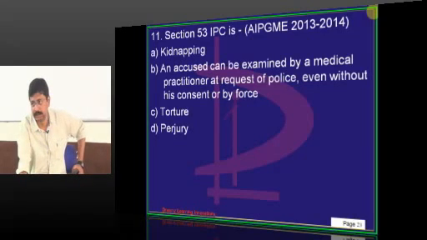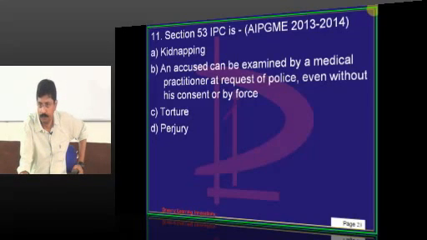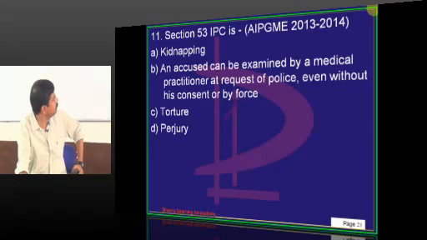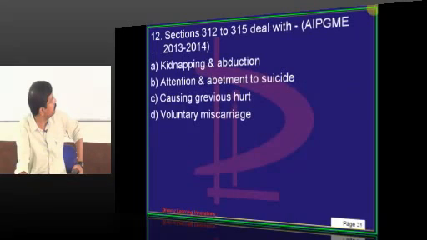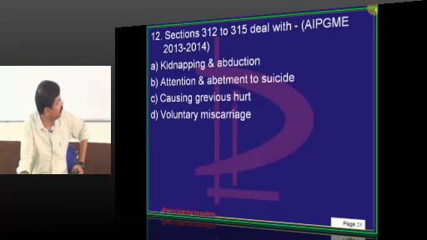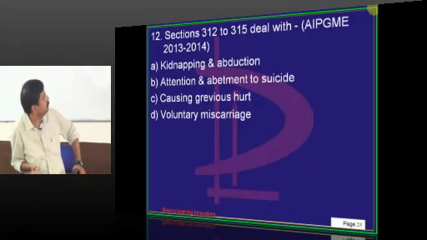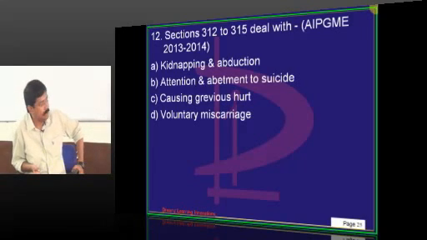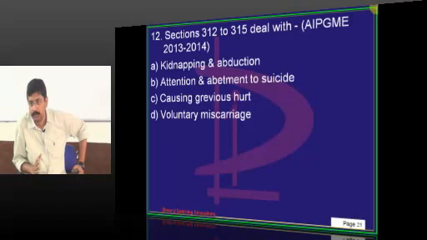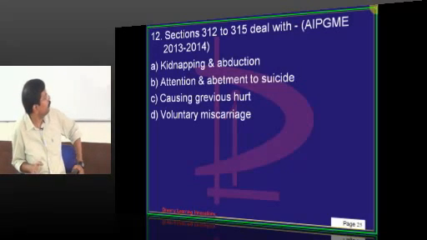So, perjury is 191 and 192 are definitions and 193 is the punishment. Section 312 to 315 deal with voluntary miscarriage. Kidnapping and abduction are 360 to 369. 362, they are not so important, do not remember. If you remember too much of information, then you will not be able to remember anything. It is not important.